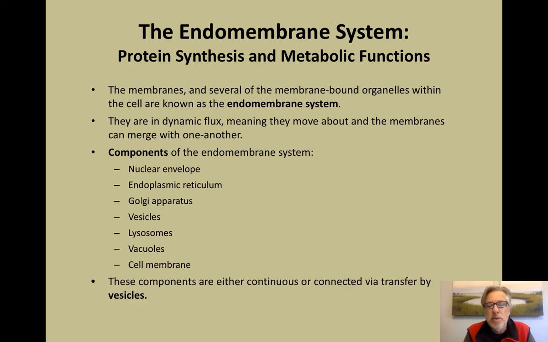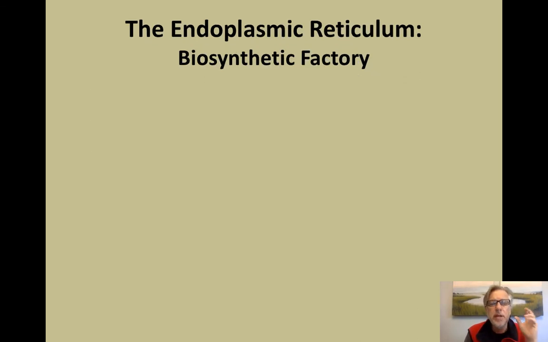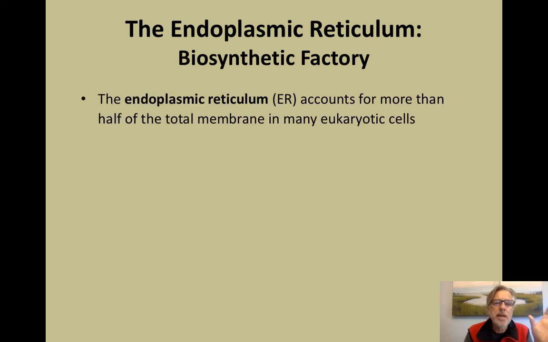These components are either continuous with each other, such as the nuclear envelope and the endoplasmic reticulum, or they are connected via transfer by vesicles. As we'll see, these membrane-bound vesicles can merge with other cell membranes. Let's now look at endoplasmic reticulum. The endoplasmic reticulum accounts for more than half of the total membrane in many eukaryotic cells. In other words, it's big.